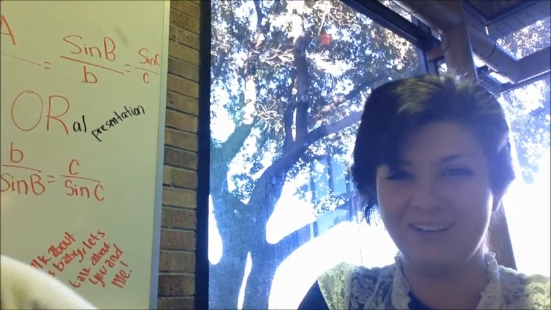I'm Sierra, I'm Victoria, and we are going to teach you the laws of sines and cosines. Just keep going. Everything will be okay. The sine of an angle is the length of the opposite side divided by the length of the hypotenuse.